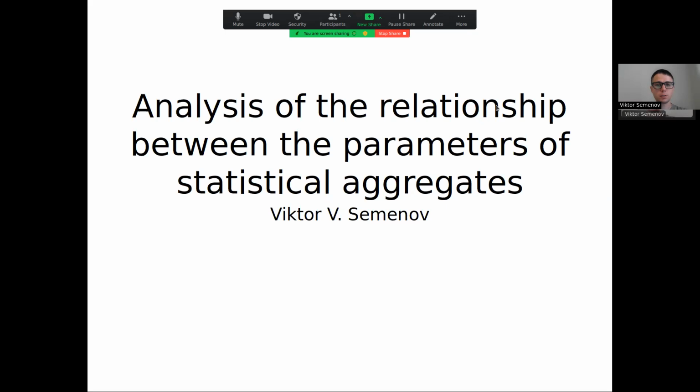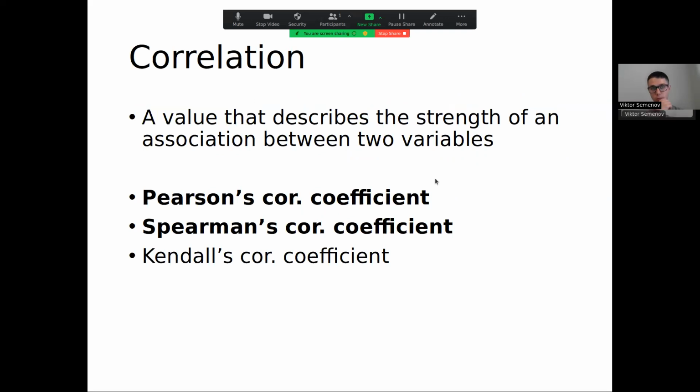Hello, dear students. Today we're going to talk about analysis of the relationship between the parameters of statistical aggregates. Today we're going to speak about correlation. Correlation is a value that describes the strength of an association between two variables.